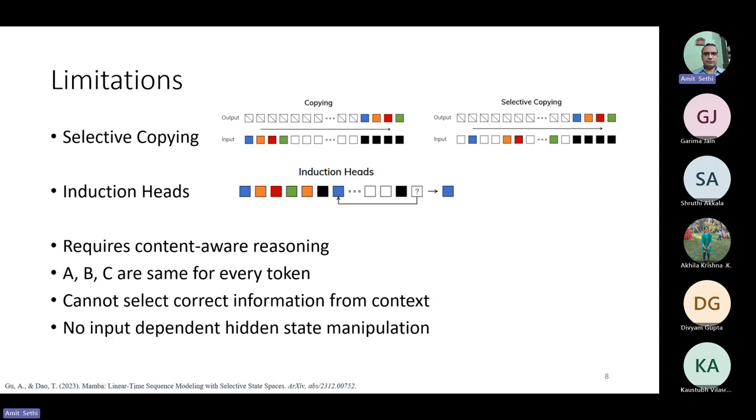But now you realize that the moment you add the input dependency, you lose the efficiency, everything that we told you till now that makes this model so efficient, you will lose the moment you add input dependency. So how do they overcome it? And that is the actual Mamba.